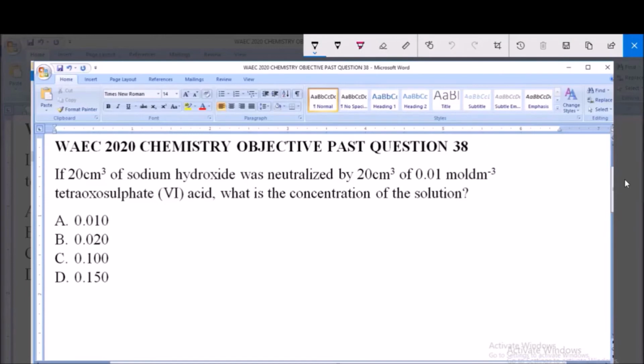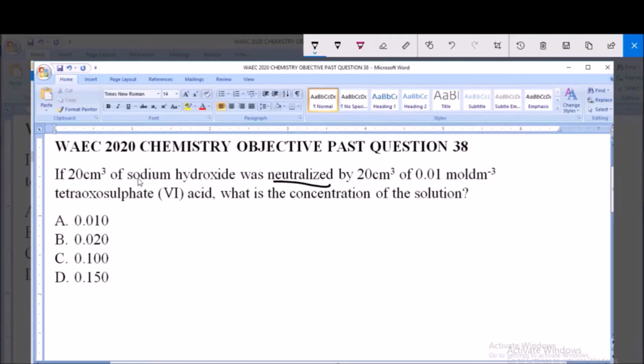Hello and welcome. I'm going to be answering WAEC 2020 Chemistry Objective Past Question 38. If 20 cm³ of sodium hydroxide was neutralized by 20 cm³ of 0.01 moles per dm³ tetraoxosulfate 6 acid, what is the concentration of the solution? A. 0.010, B. 0.020, C. 0.100, D. 0.150. So this right here is a neutralization reaction.